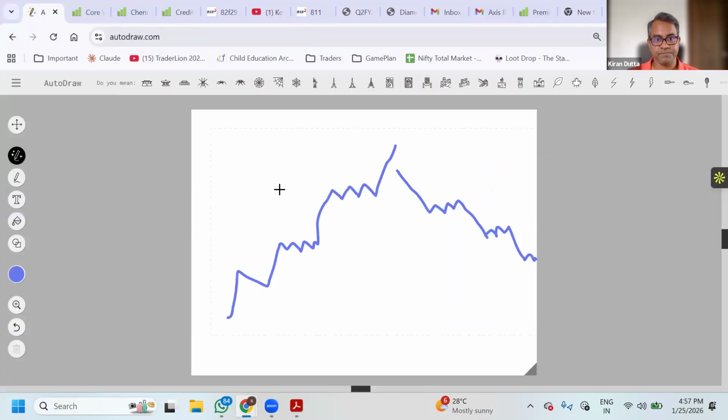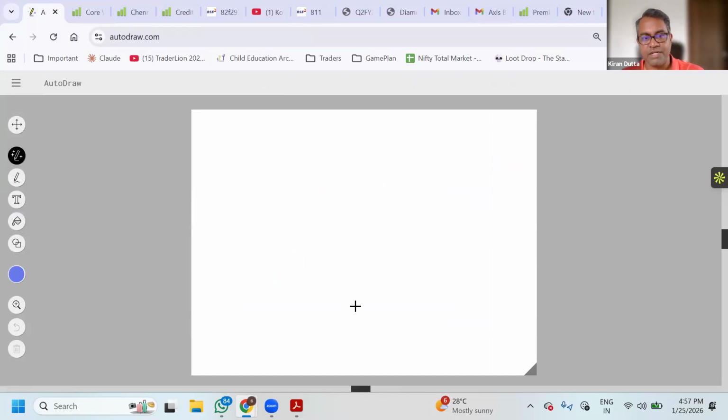My drawing. Okay. Here, now understand this closely.